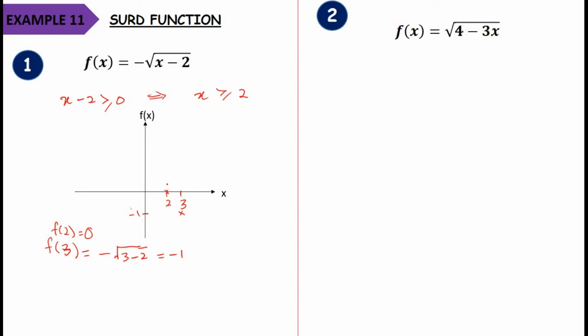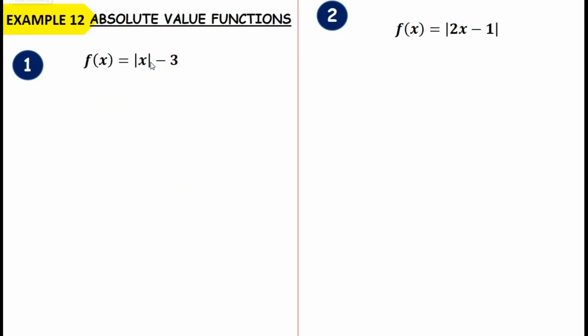So this is the point. And then when we take x is equal to 3, then we get f of 3 is equal to negative 1. From there, you can connect the 2 points to get the graph. So here is the graph. What about the domain and range? From the graph, we can see that the domain of f is from 2 upwards, from 2 to infinity. And the range of f is from negative infinity up to 0. You can have a try on the second function on your own.